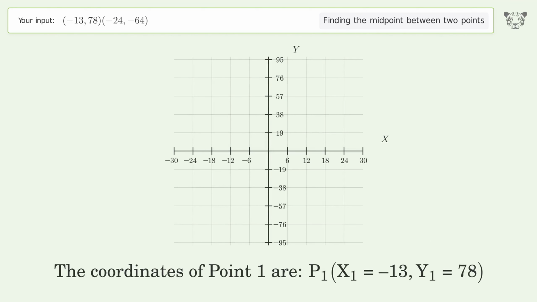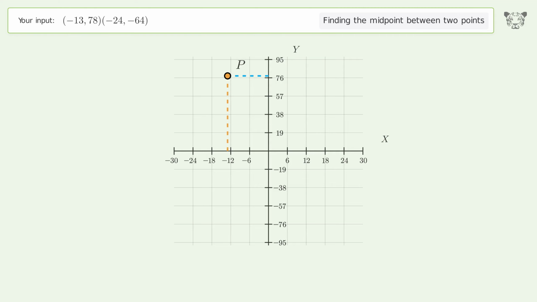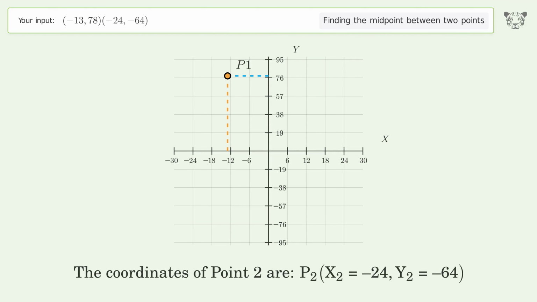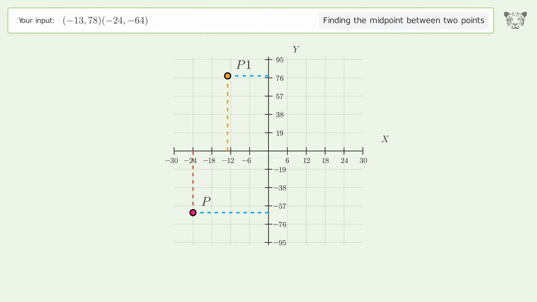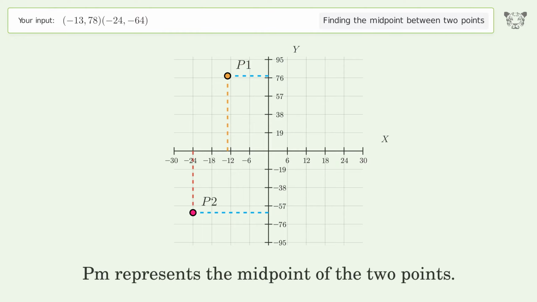The coordinates of point 1 are x1 equals negative 13, y1 equals 78. The coordinates of point 2 are x2 equals negative 24, y2 equals negative 64. PM represents the midpoint of the 2 points.